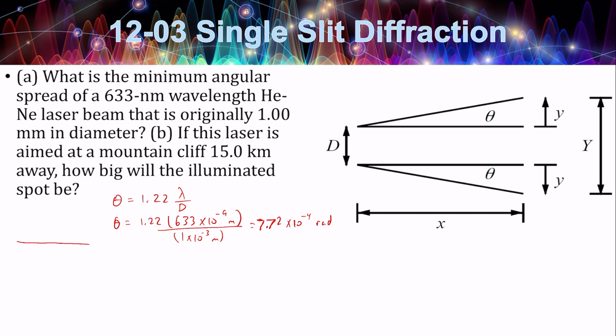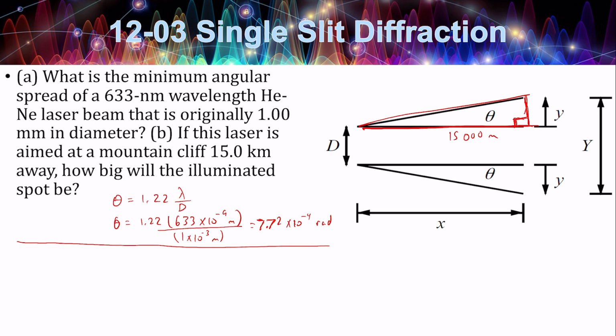Part B. If this laser is aimed at a mountain cliff 15 kilometers away, how big will the illuminated spot be? Well, we know our angle, so let's just take one of these here and let's make it a right triangle. We know this is 15 kilometers, so 15,000 meters. We're looking for the little y, and we know our angle. So we could use tangent.